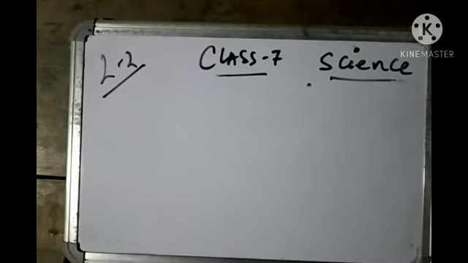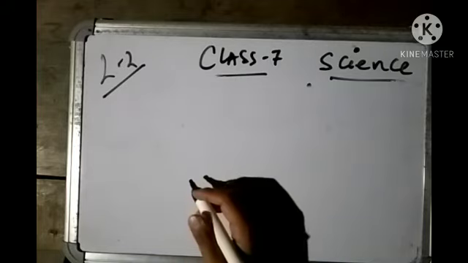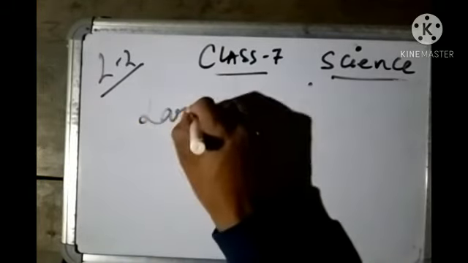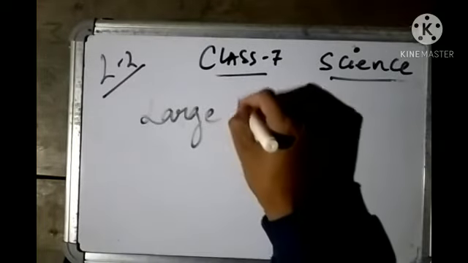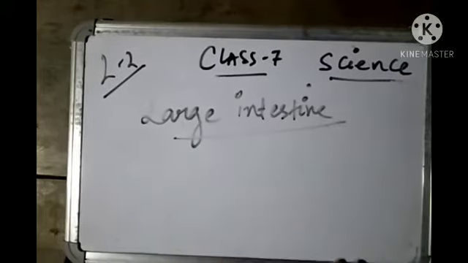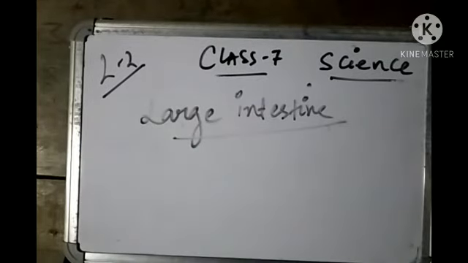So the food that remains undigested and unabsorbed enters into the large intestine. The last topic of today's lecture is the large intestine. The food that remains undigested and unabsorbed in the small intestine passes into the large intestine.